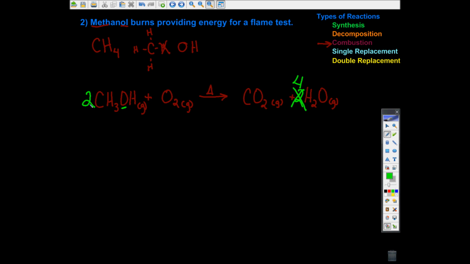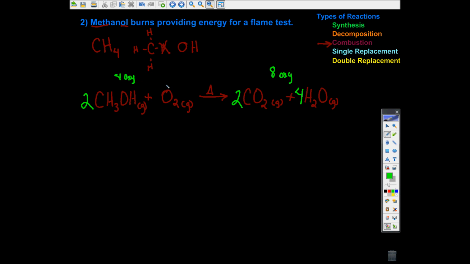And I have 2 of the carbon, so I'm going to have 2 carbon over here. Now we can deal with our oxygen. So 2 times 2 is 4, plus another 4 oxygen is a total of 8 oxygen on this side. I'm just going to write it right up here. So I have 8 oxygen over here. On this side I have 2 times 1 is 2, plus 2 is 4 oxygen.